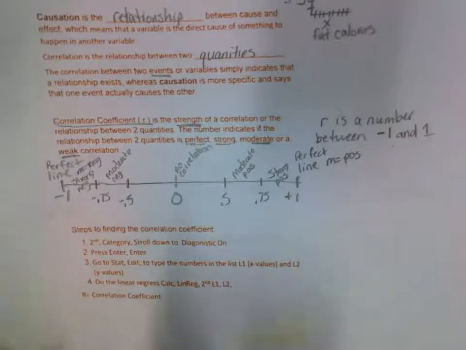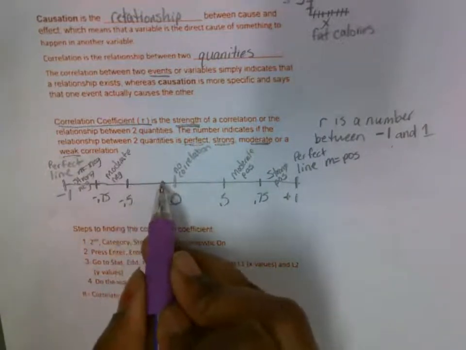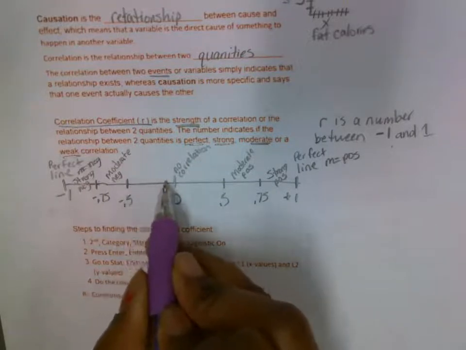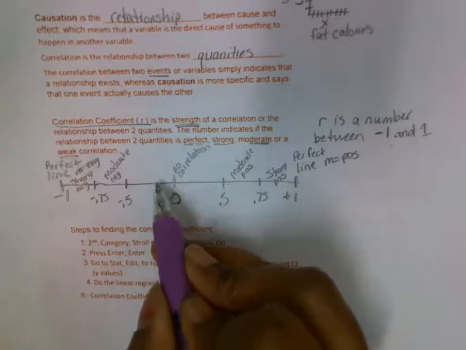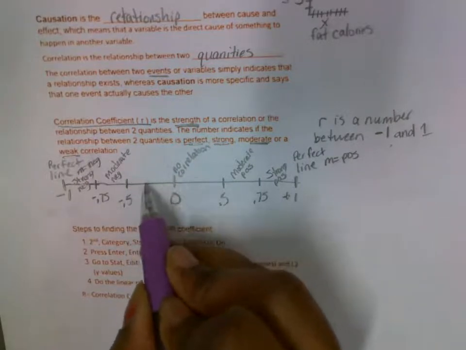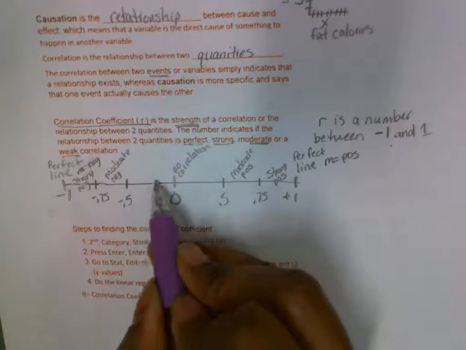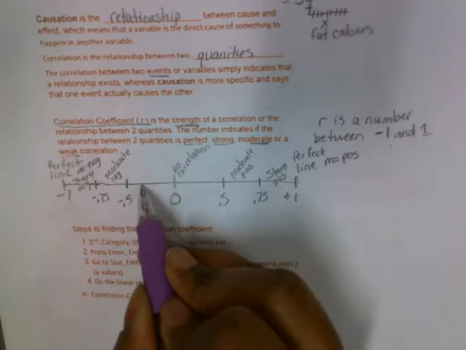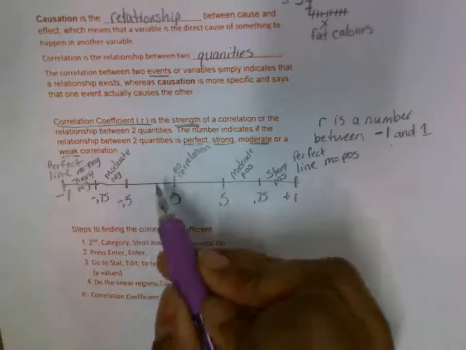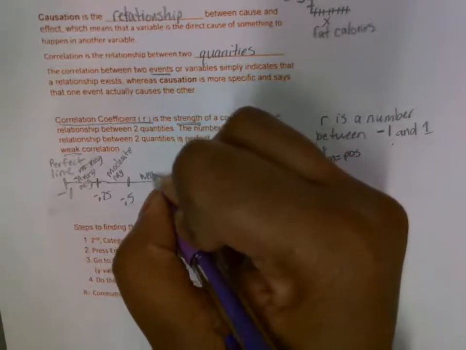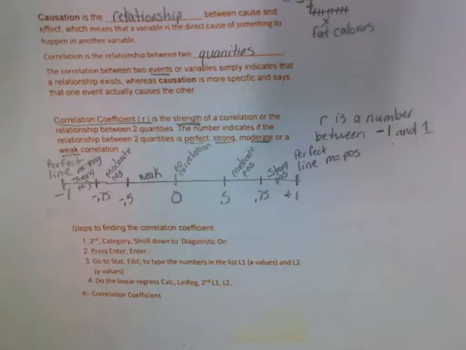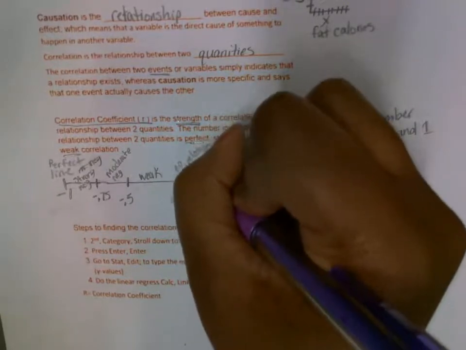And lastly, anything that's in here is going to be a weak to no correlation. If it's 0.1 something, that's going to be no correlation. Almost anything in here is going to be weak or no correlation, because even a 0.4, depending on what it is, is going to be no correlation. But sometimes they say it's weak. So we have weak to no correlation in here. Very, very weak.